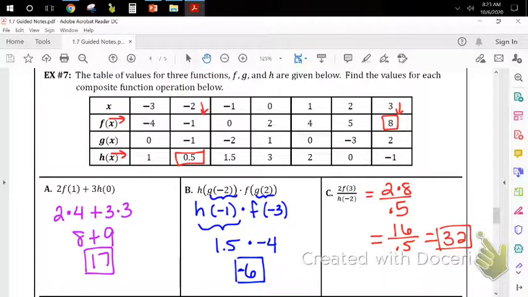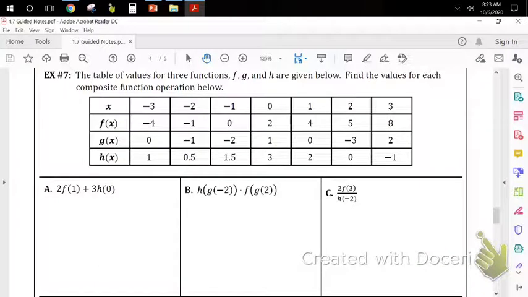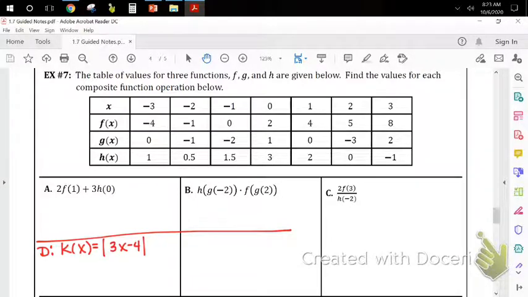All right, and then D. D is going to be a little hard because I still need our table, but I can't do my table and my thing on there, so I'm going to clear this. And I'm just going to write D down here. You use your spot that they gave you, okay? D says that k of x is equal to the absolute value of 3x minus 4. It says for what values of x is k of x equal to f of g of 0?